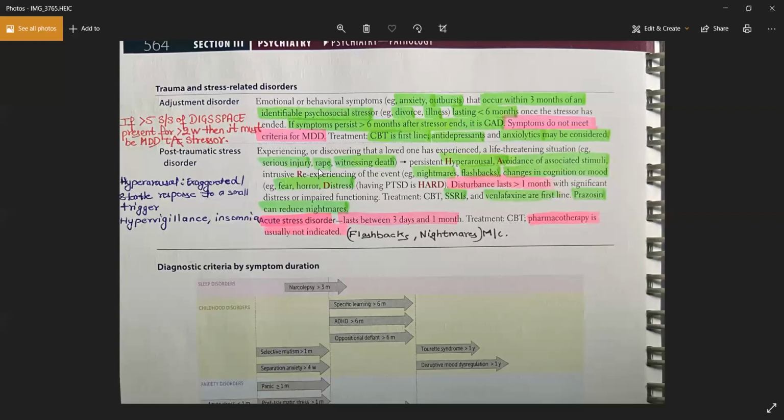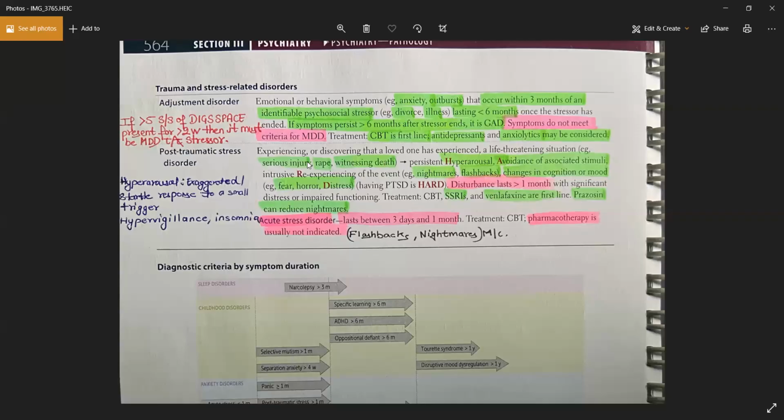Okay, a kind of sexual abuse or a rape, a serious injury, witnessing a death. So after a life-threatening situation, the patient starts having hyperarousal. They become very hypervigilant. It could be a soldier returning from a war or something like that. So they will become very hypervigilant. Hyperarousal would be there. They will avoid all the stimuli which can refresh their memories. They will always have nightmares or flashbacks of that event.